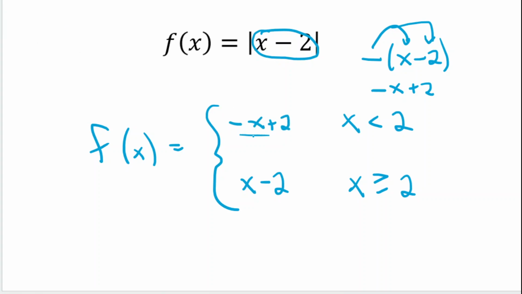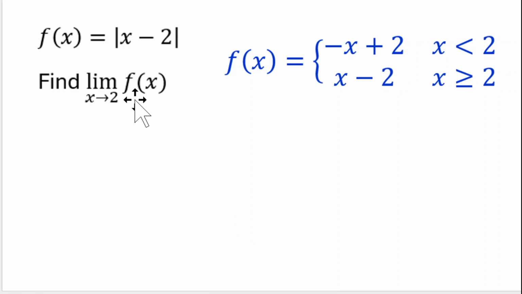So this rule applies when x is less than 2. I've now rewritten my function as a piecewise function. Here is the original question, and then the piecewise version. I want to find the limit as x approaches 2. As one would expect, I'm asking you for the interesting limit, because when x equals 2, that's when I have the different function rules apply.